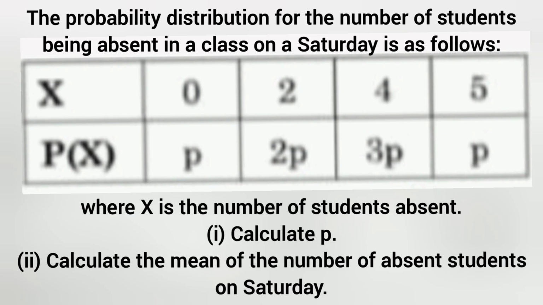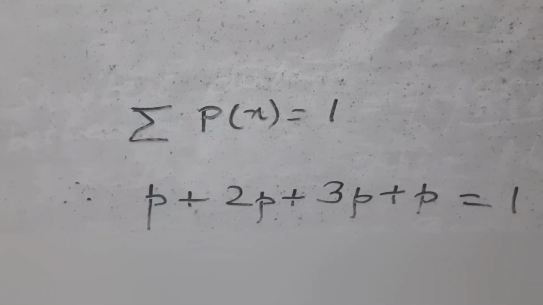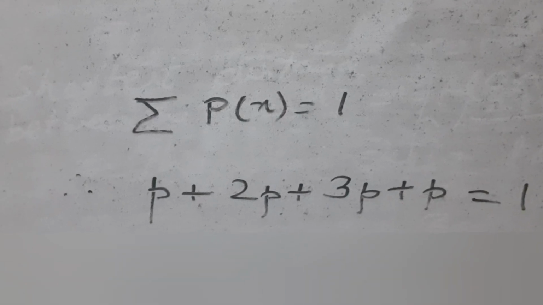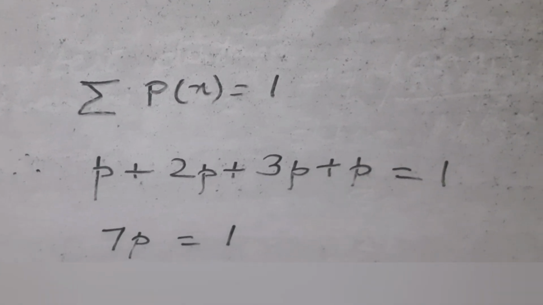Here x takes the values 0, 2, 4 and 5. So clearly x is a discrete random variable. To find the value of p, we use the property summation p of x equal to 1 for a discrete PDF. So adding the probabilities, p plus 2p plus 3p plus p equal to 1. That means 7p equal to 1 or p equal to 1 by 7.